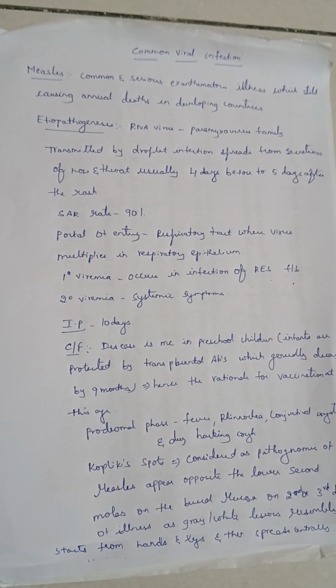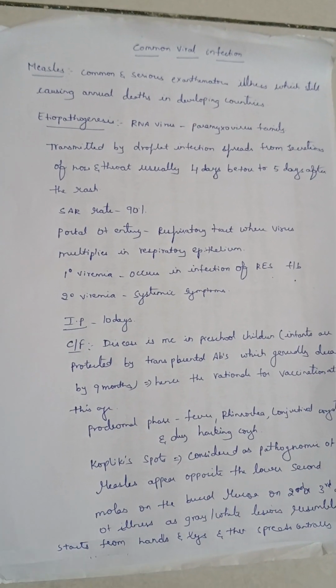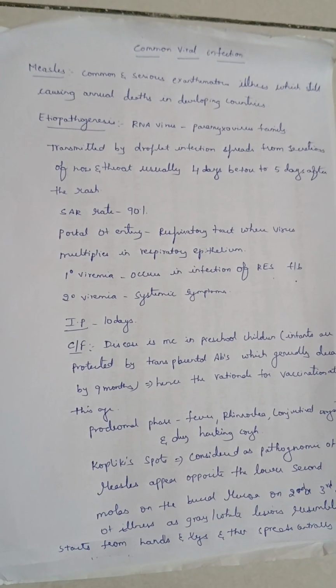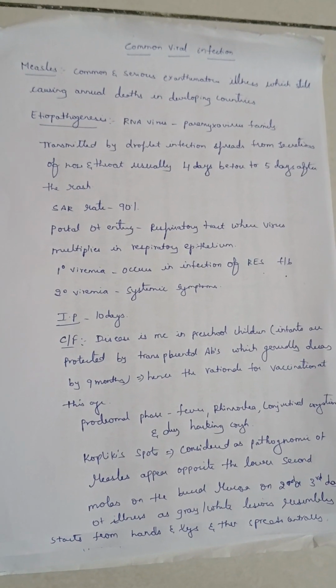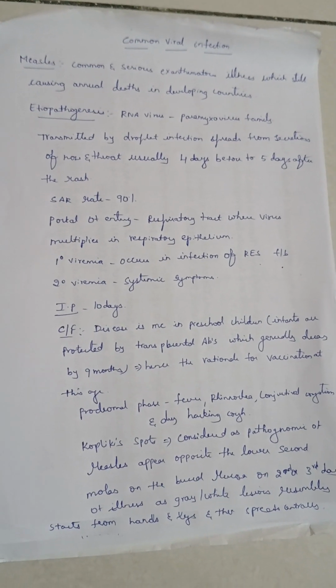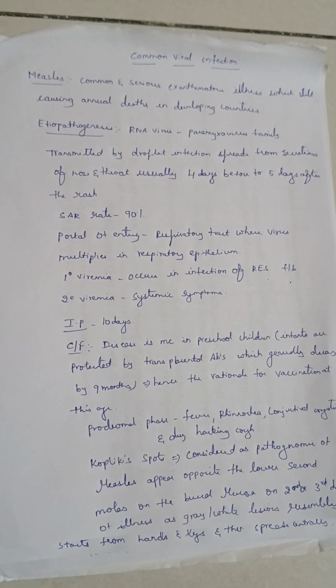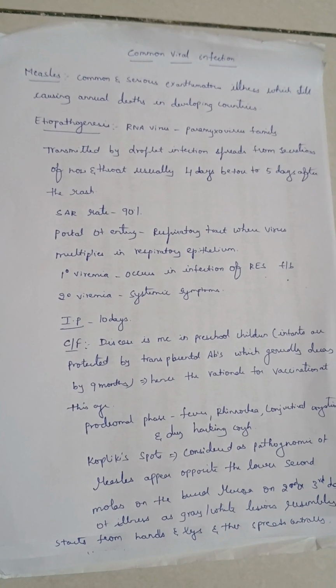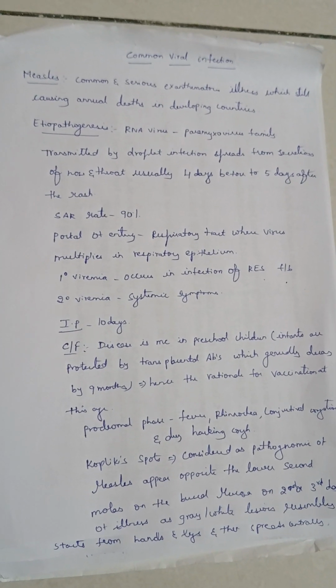The main clinical features: measles is most commonly seen in preschool children, and infants are protected by transplacental antibodies which generally disappear by 9 months. So we give the measles vaccine at 9 months. Hence the rationale for vaccination at this age is that the protection to infants is through transplacental antibodies transmitted from the mother, lasting up to 9 months.